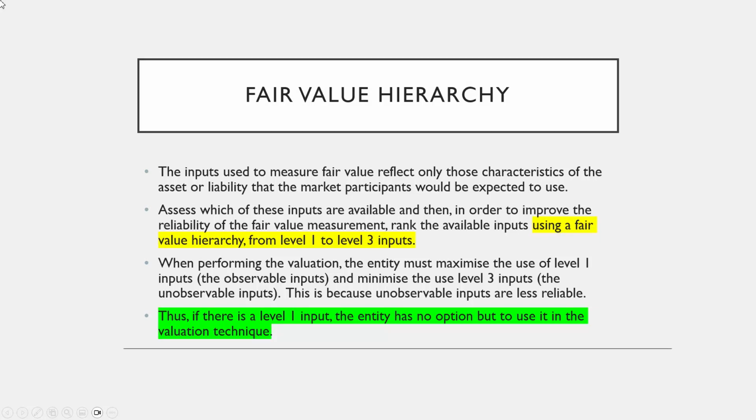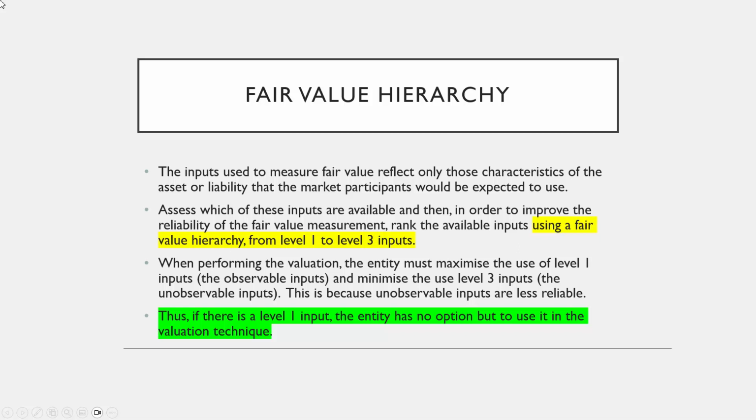So I spoke about the fair value hierarchy, kind of touched on it earlier. The inputs that you use to measure fair value reflect only those characteristics that a knowledgeable market participant who's done thorough research would be expected to use. So assess which of these inputs are available, and then in order to improve that reliability, remember we use level 1 inputs as our best estimate. It's first prize. And level 3 inputs are literally your bronze, your third prize.